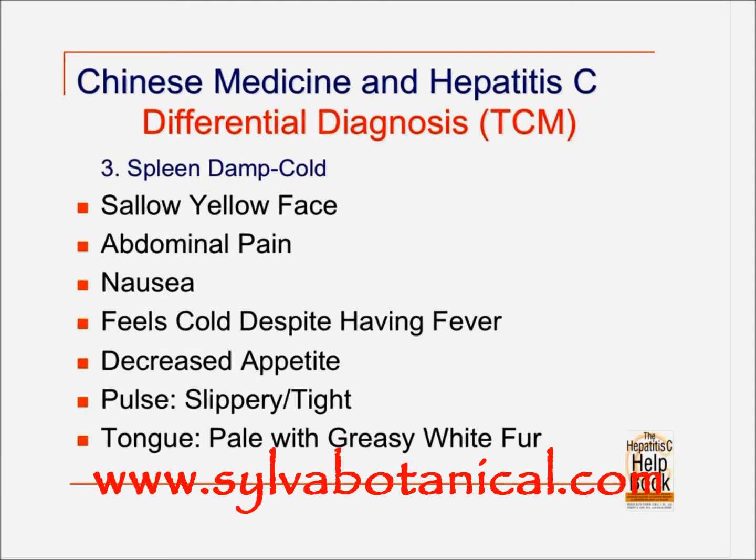And now there's a less commonly found but also early diagnosis of acute hepatitis, where there's spleen damp cold, an excess condition. This is where we see the sallow yellow face associated more with damp cold in the spleen. Abdominal pain and nausea, feeling cold despite having fever, decreased appetite. The pulse, while it may be slippery, could also be tight related to cold pain. And the tongue is often pale with a greasy white fur, which is quite different from the damp heat type of diagnosis.